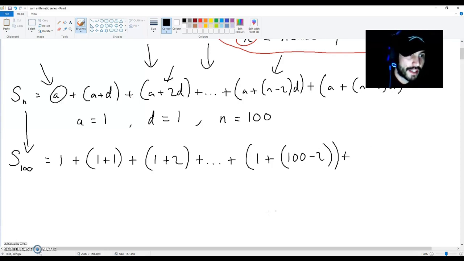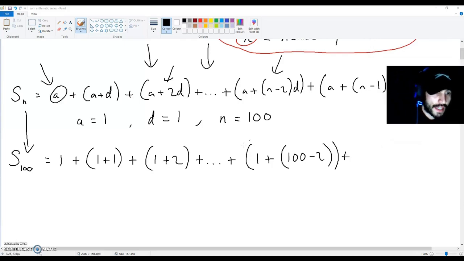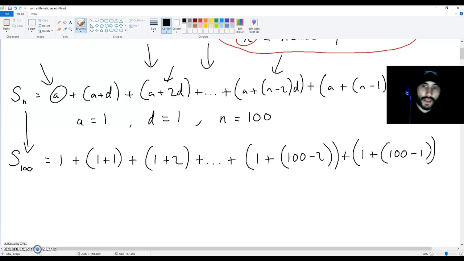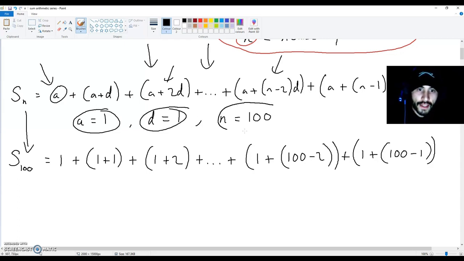And finally, we are going to get a, which is equal to 1, plus (100 minus 1), multiplied by d, which is 1, so we don't need to put anything next to it. So, since I've plugged these values into this equation up here, we managed to get all of this.